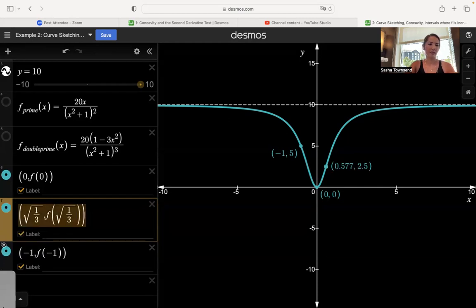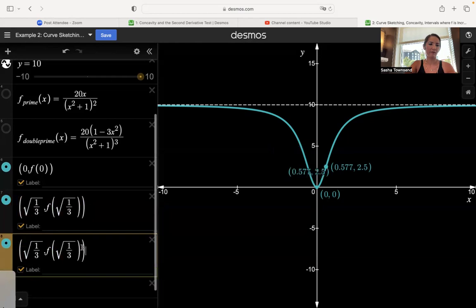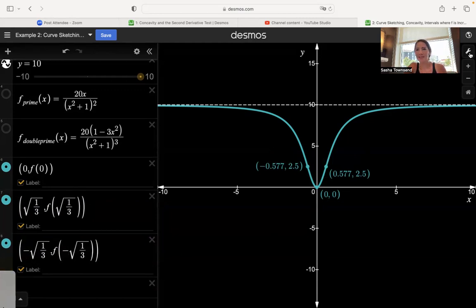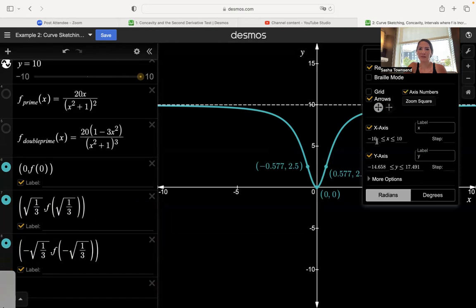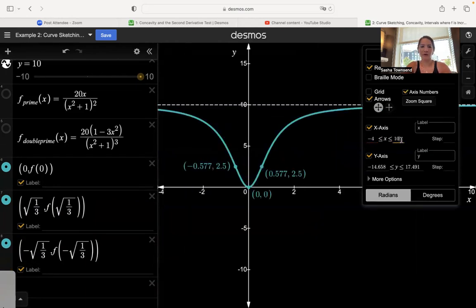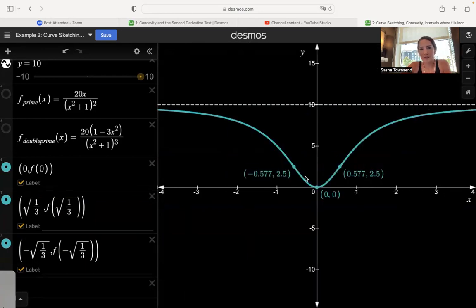And the other point is just like it, but the x values are negative. And I think that's consistent with our intuition. I want to zoom in a little bit. Let's let our x's go from -4 to 4. Makes it a little bit more obvious that it's concave upward here and concave downward here, if we zoom in a bit.